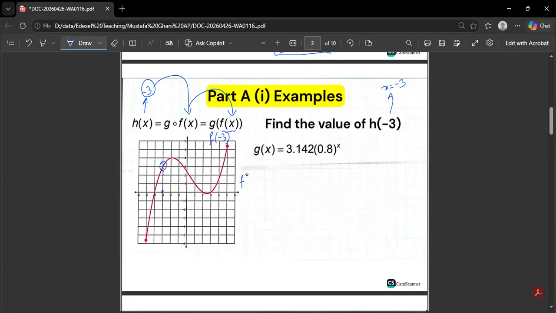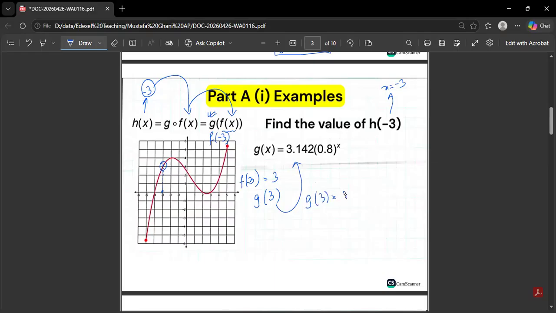Which is going to be at 3. So from the graph, f of minus 3 is going to be 3, right? That is actually 3. Because g is there, therefore I have put this g here. Because outside the g, inside the bracket, we got the 3. And g of 3, what g of 3 is, now we have to work out here.